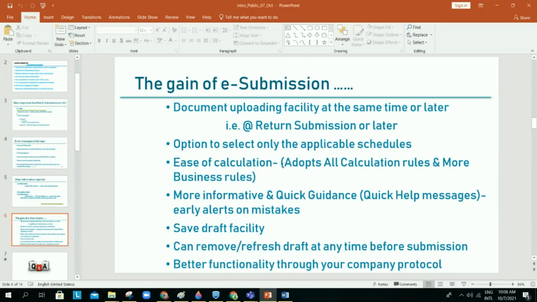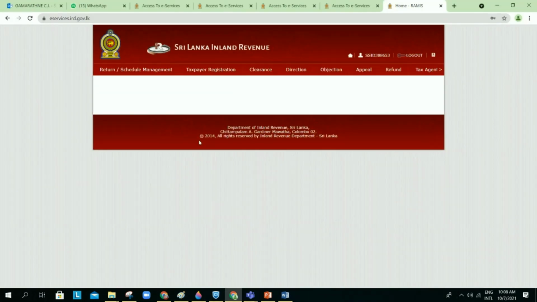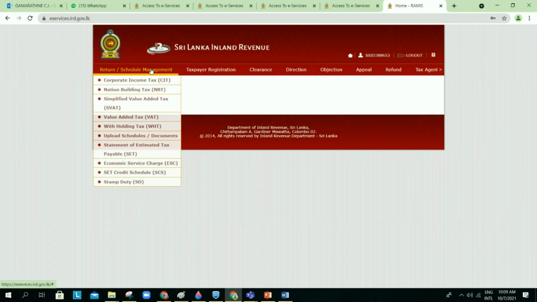Then we are discussing the gains. The first one is the document uploading facility, at the same time or later. Mr. Mahesh also explained these topics somehow. Then I will show you where we can upload the document. You can upload the document at the return submission point, as well as submit the document later. If you need to submit later, you have to go to the upload schedules and document here.